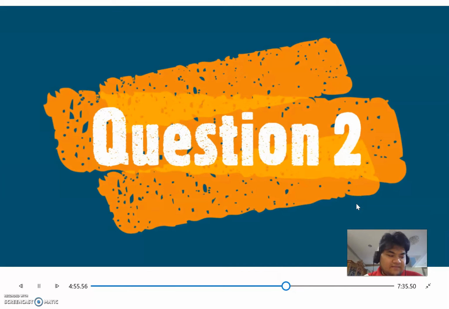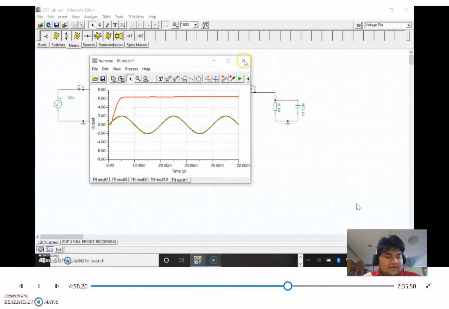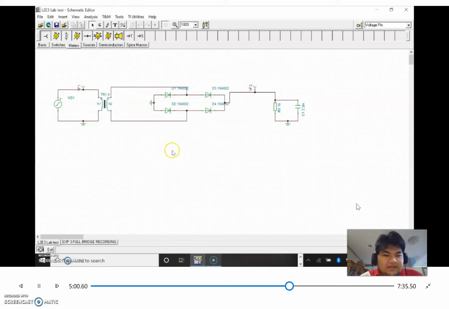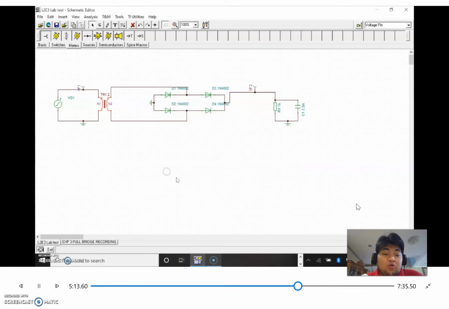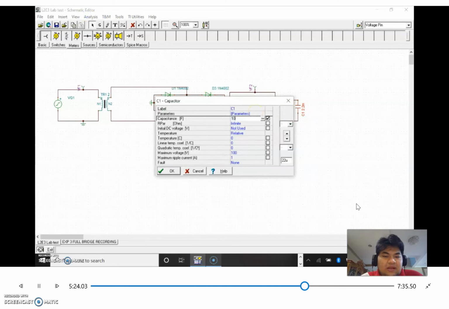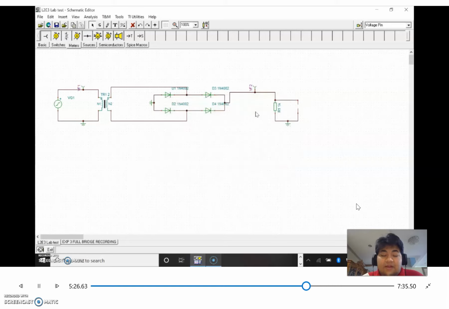Next, for the second question, we'll be using the same circuit, but this time we will be changing the parameters. For the AC source, we will still be using the same AC source with amplitude of 2, but we will be using transformer ratio 2. For the diodes, we will still be using 1N4002. And for the resistor, we will maintain as 1000 ohm. But for the capacitor, we will change it to 1000 microfarad. So now we are tasked to find V output.